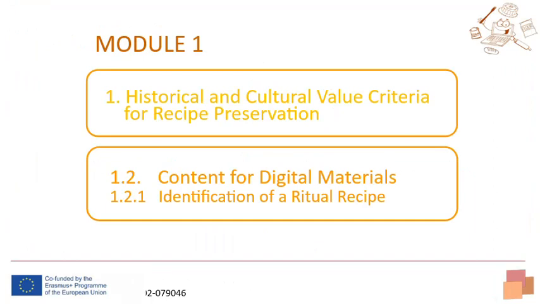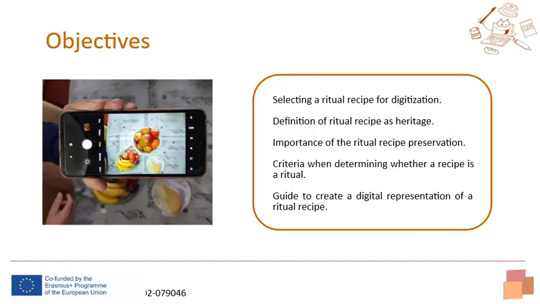Module 1: Historical and Cultural Value Criteria for Recipe Preservation. Content for Digital Materials. Identification of a ritual recipe. The objective of this presentation is to explain how to select a ritual recipe for digitization.